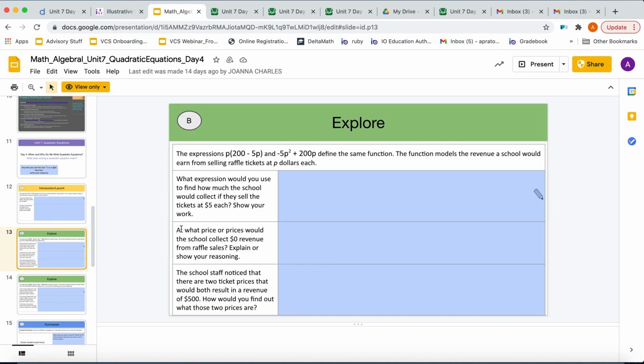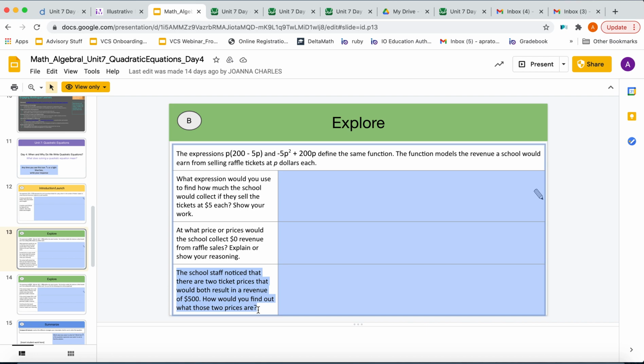So it's featured here. The second question on this slide 13, or slide B, is also featured as an important question for students to understand. However, if you notice, it does ask students to explain how they would find out what the two prices are if the revenue was $500. It doesn't actually ask them to find the prices.